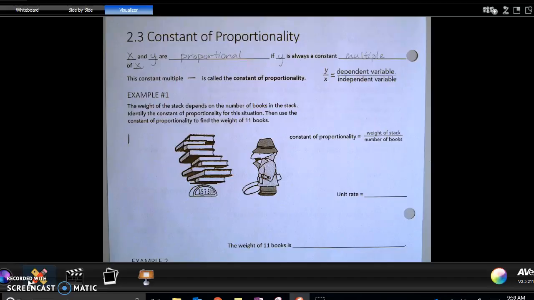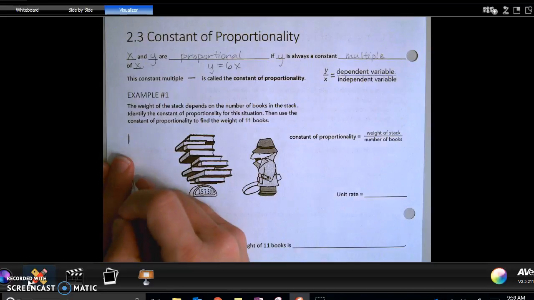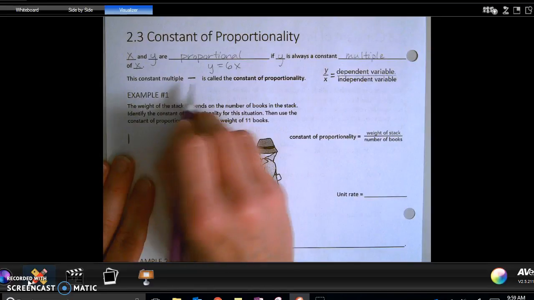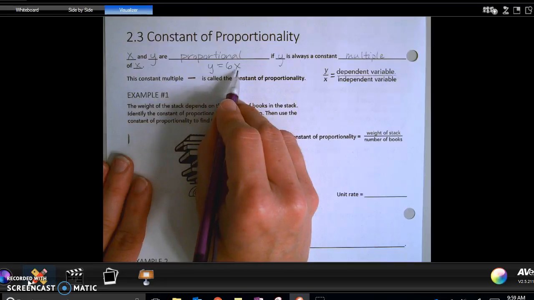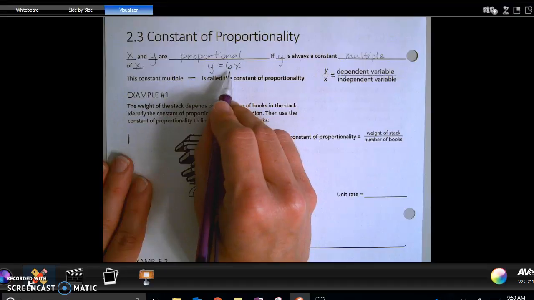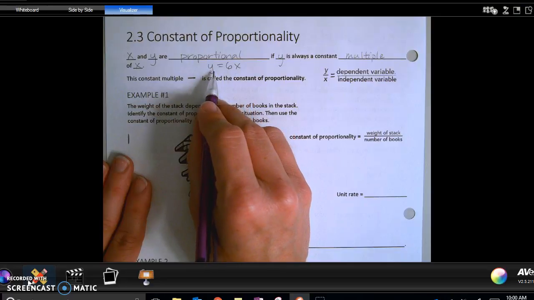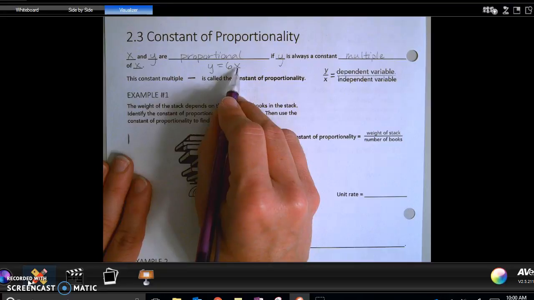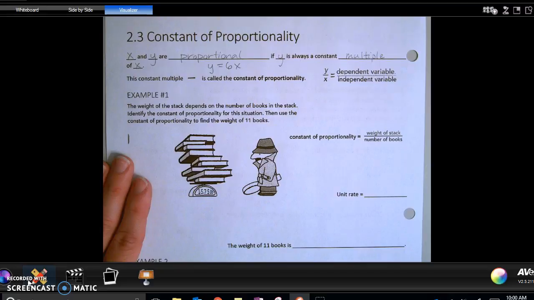So here's what we mean by x and y are proportional if y is always a constant multiple of x. You may see an equation like this, y equals 6x. In this case, y is a constant multiple of x because every number I substitute in for x is going to be multiplied by 6. So as my x value increases by 1, my y value is going to increase by 6. It's going to be 6 times as big as my x value. So this would be an example of a proportional relationship.